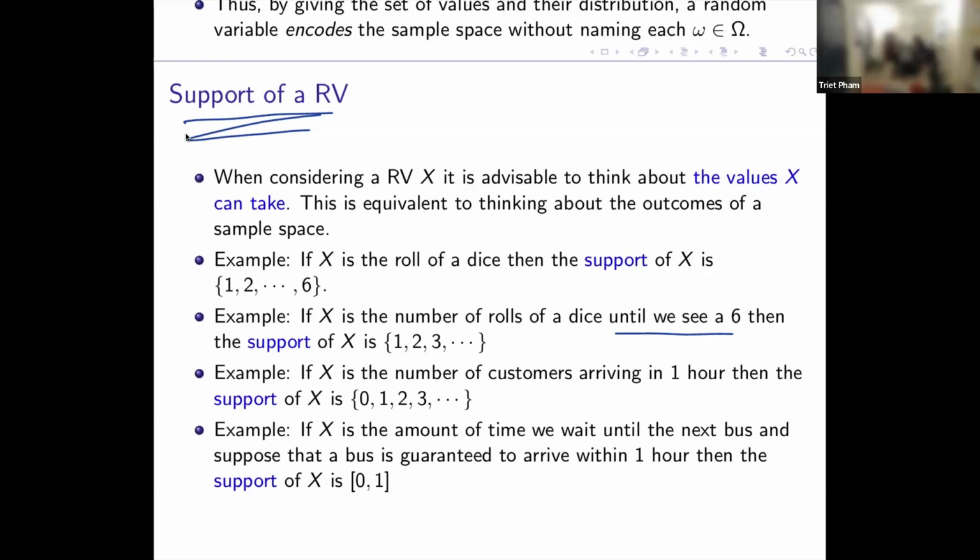For example, here in the second example, this has a meaning of time, because when you look at the number of rolls until you see something, that's the time you wait until some event happens, which in stochastic processes is referred to as a stopping time. And if you look at this one, this is the number of customers arriving in 1 hour.